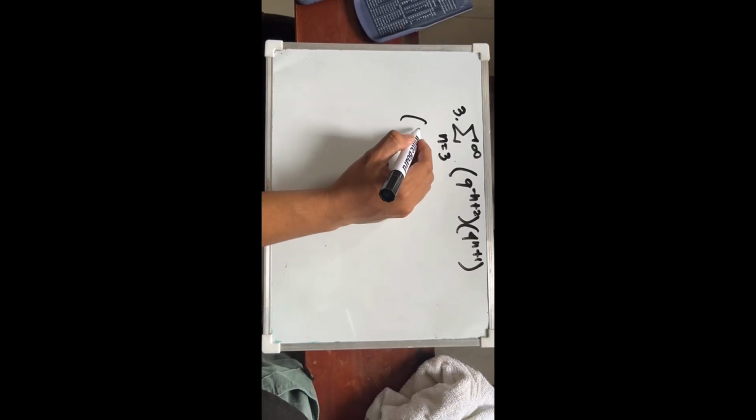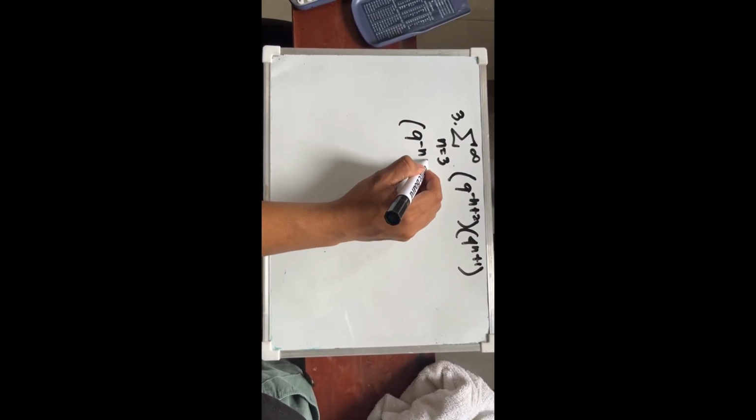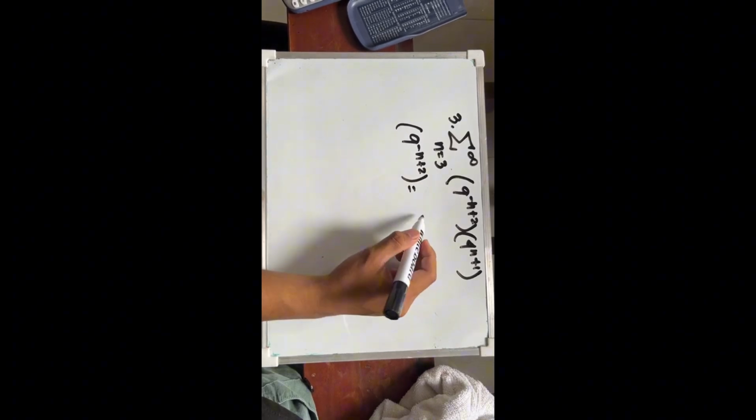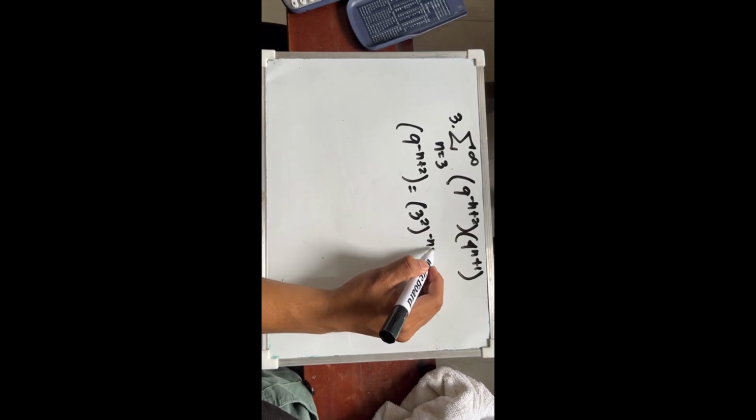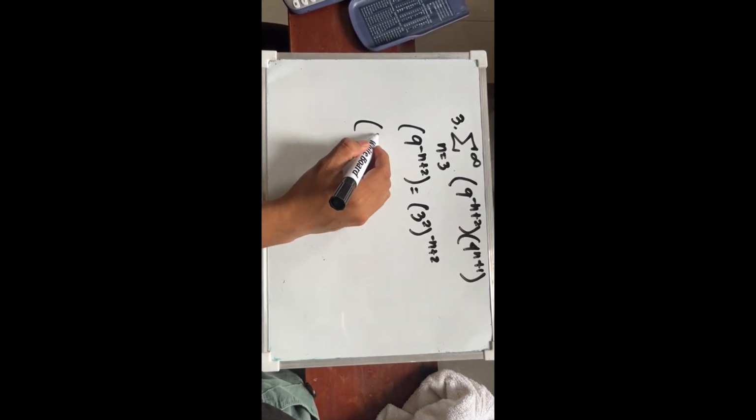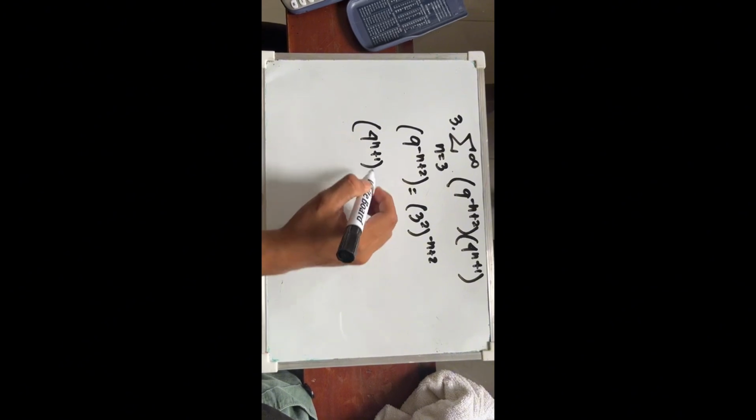Now, let's solve number 3. First, let's simplify the term inside the sum. We have 9 raised to negative n plus 2 and 4 raised to n plus 1. Let's rewrite this expression in terms of powers of 3 and 2.